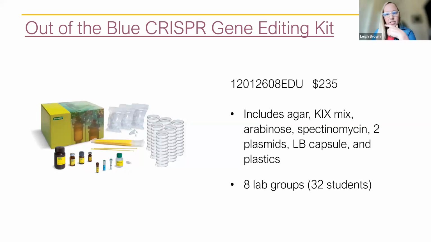So the lab itself is $235. It's for 8 groups. I can squeeze more out of it if I pour my plates thin, but you would need to have extra plates on hand. You could probably get about 12 groups with the amount of plasmid that we give you, and that's the limiting reagent there.